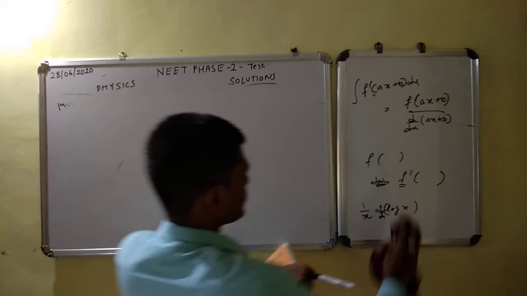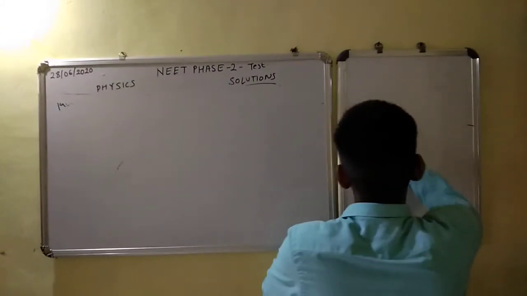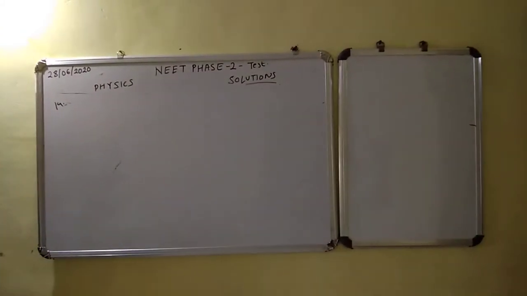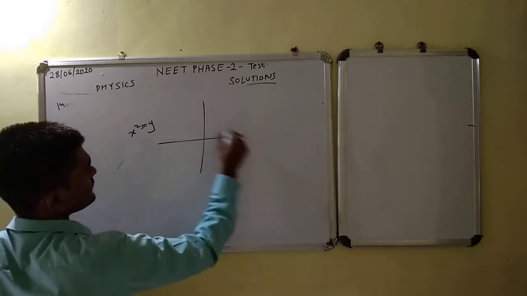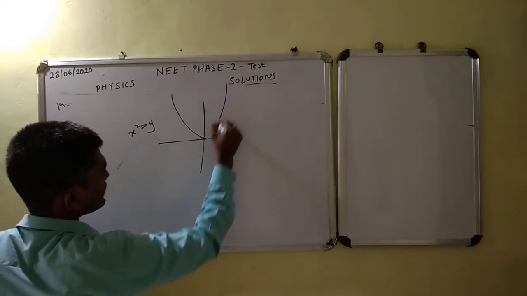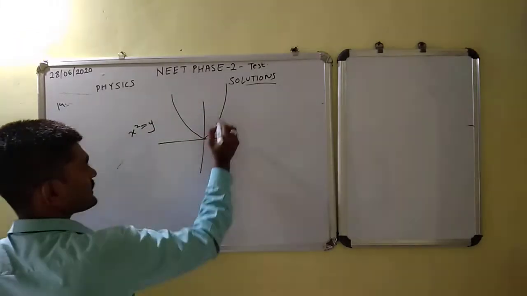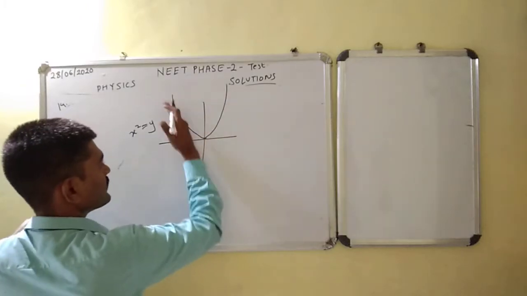Yes, next question 15. Question 15 is x squared equals minus ky. The equation is like this. X squared equals ky means what? It is multiplied by the k term, so it will become a larger value.